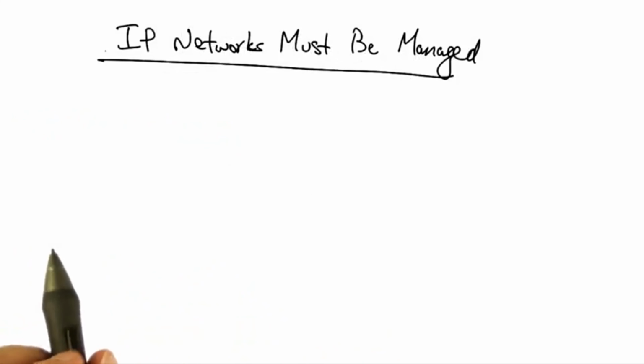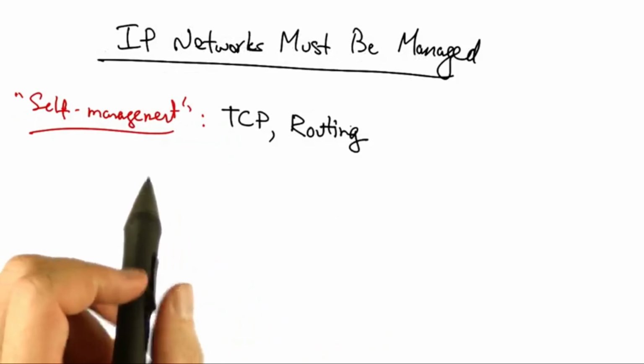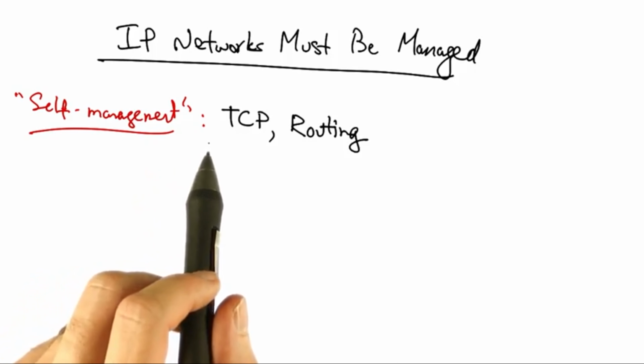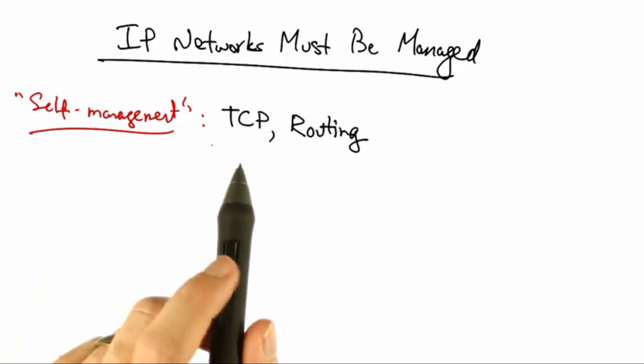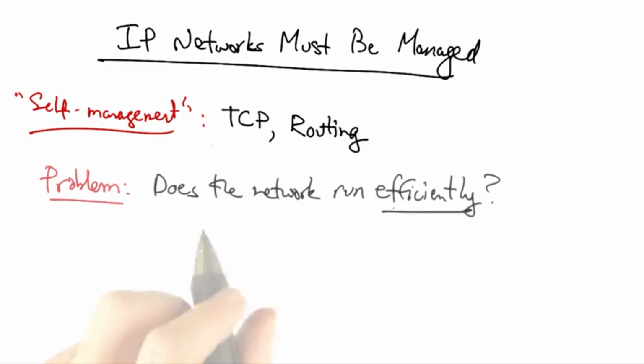IP networks must be managed. Now, in some sense, IP networks manage themselves. There are several examples of protocols on the Internet that, in some sense, manage themselves. TCP senders send less traffic during congestion, and routing protocols will adapt to topology changes. The problem is that even though these protocols are designed to adapt to various changes, the network may not run efficiently. There may be congested links when idle paths exist, or there might be a high delay path that some traffic is taking when a low delay path in fact exists.